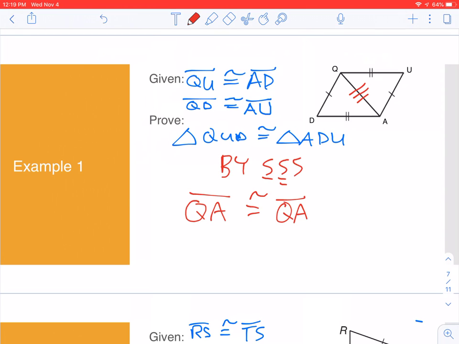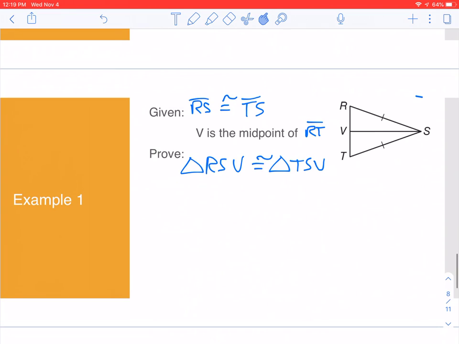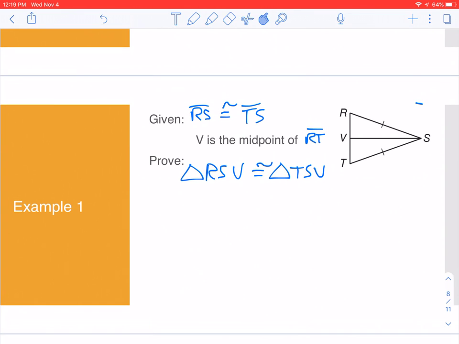So all we have to do is mark our picture, and we have to say the third thing that is congruent. So you're always going to be given two things that are congruent. You're going to have to find the third. Okay, so now we have this picture. RS is congruent to TS, so that's a given. So there's our one mark there.